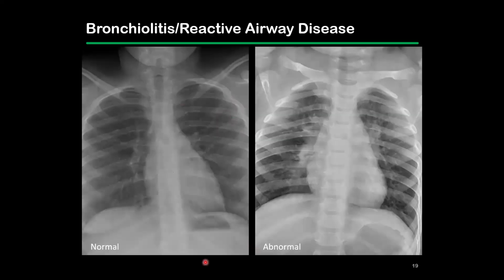This is what bronchiolitis and reactive airways disease looks like. So here is a normal chest x-ray. There are some pulmonary vessels that normally are present on the frontal view, but they're usually pretty thin and they'll gradually taper out.